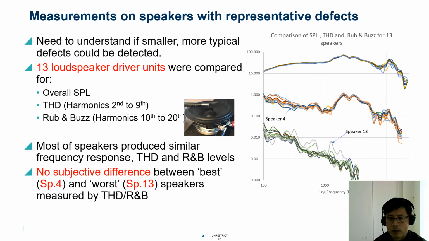As we can see, most of the loudspeakers seem to be quite similar. Loudspeakers 4 and 13 seem to be slightly different. However, by listening to the recorded signal, we found that there was no perceptual difference between these two loudspeakers. So these traditional measures seem to lead to a misleading conclusion. At the same time, listening to one of the loudspeakers, we could clearly hear an audible broadband burst, which was not detected by these metrics.